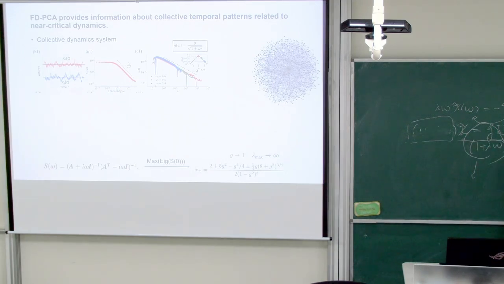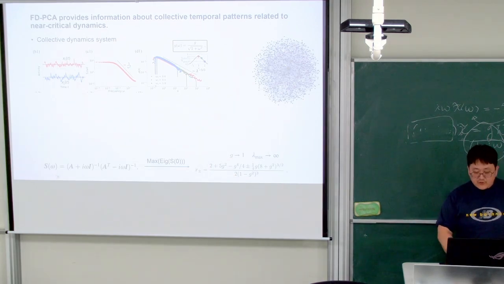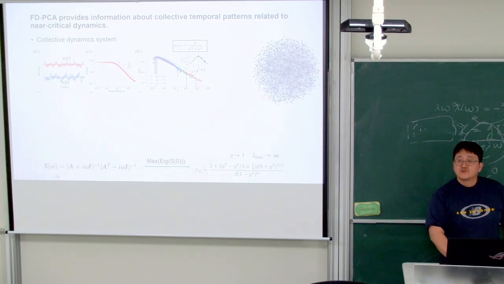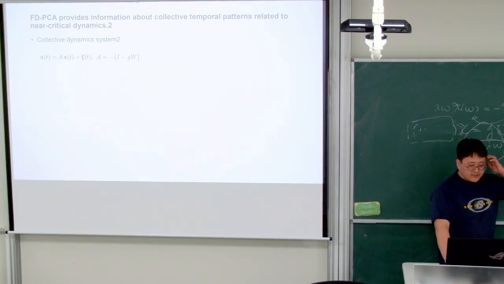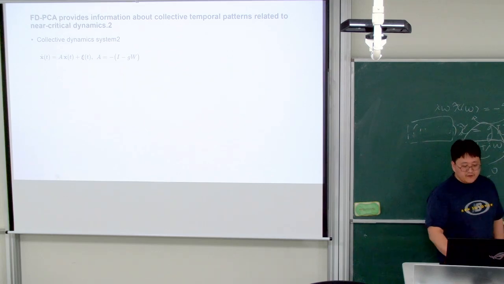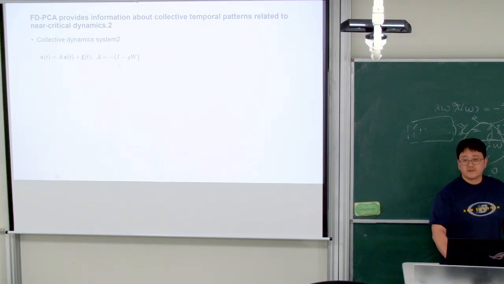Then if you apply omega equals 0, you will get this G close to 1, right? Then if G approaches 1, you will get critical dynamics, right? And the largest eigenvalue will increase to infinity. So let's consider a different system. Everything is the same, but we will change the network.